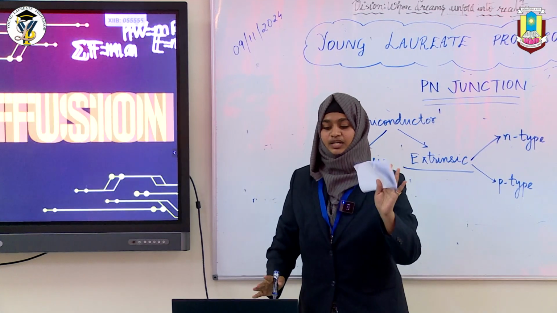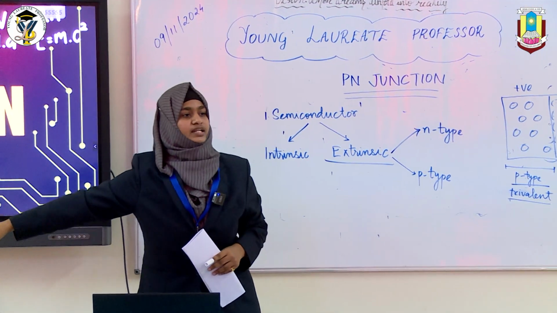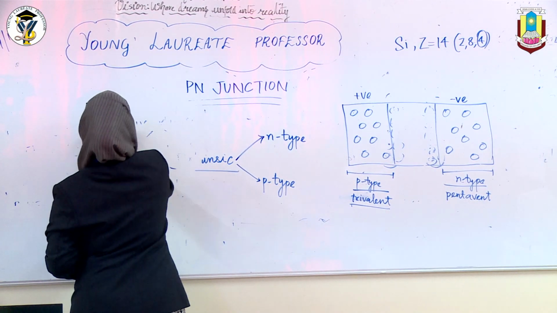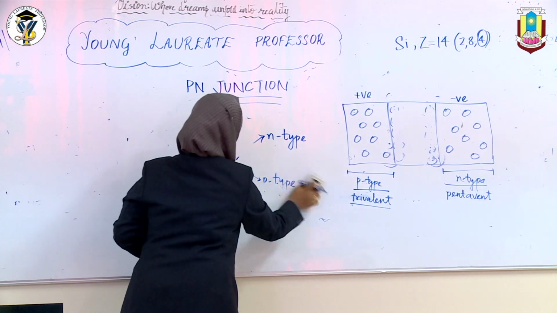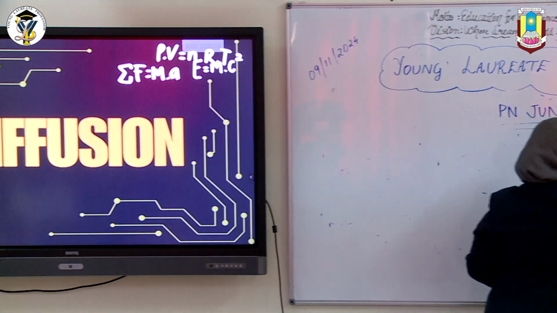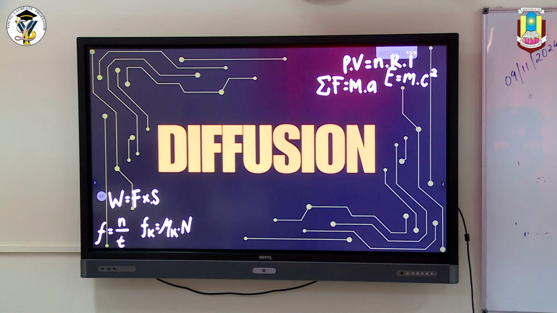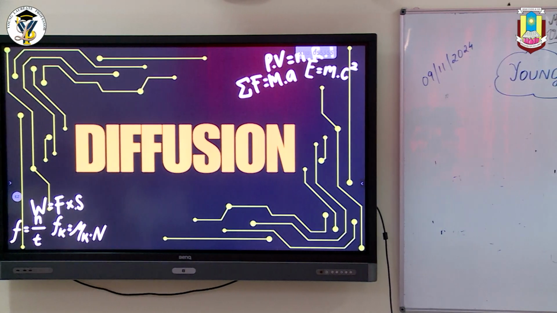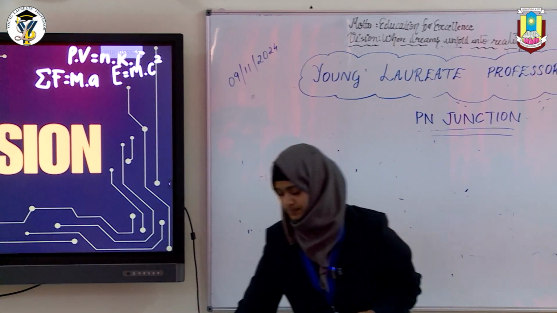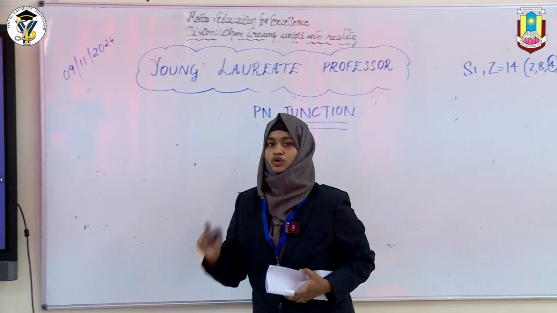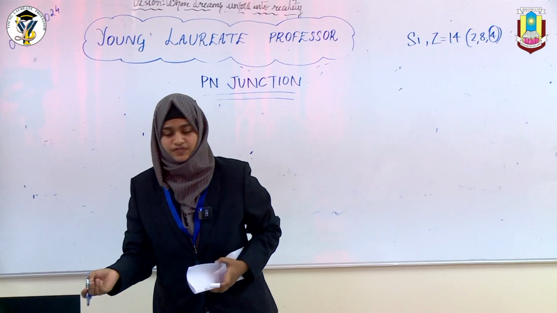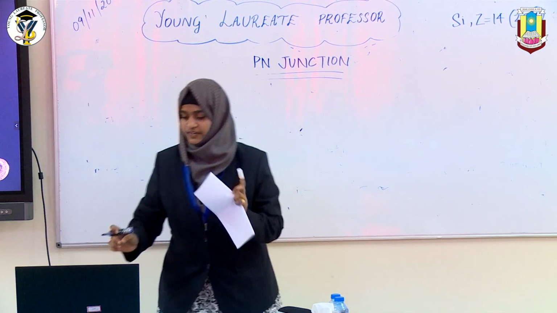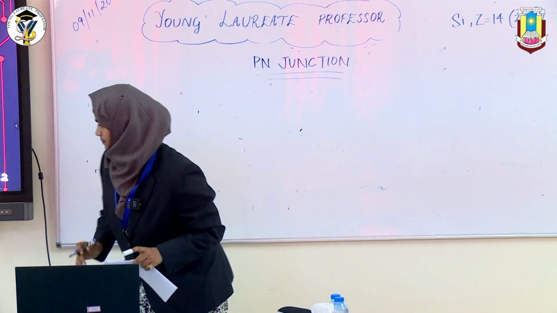So now let's learn the 4 terminologies as I stated before. Terminology number 1 is diffusion. The movement of majority charge carriers from the majority zone to the minority zone due to the potential gradient is called diffusion. Let me show you with the help of this.